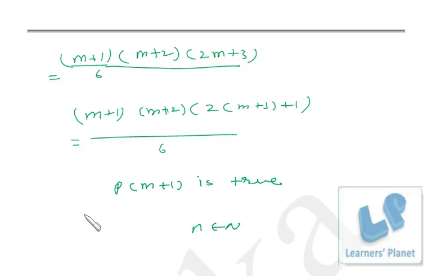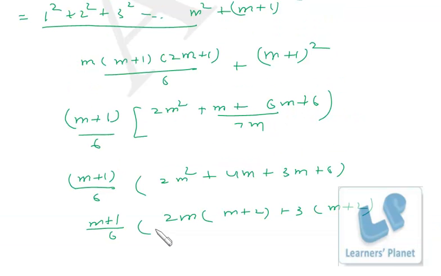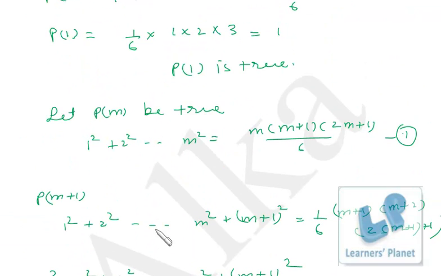You have to write down the statement always. Hence by the principle of mathematical induction, Pm plus 1 is true whenever Pm is true, or we can say the given result is true for all n belongs to N. Okay, so these are the standard steps of all the problems. Okay, let's take the next one.